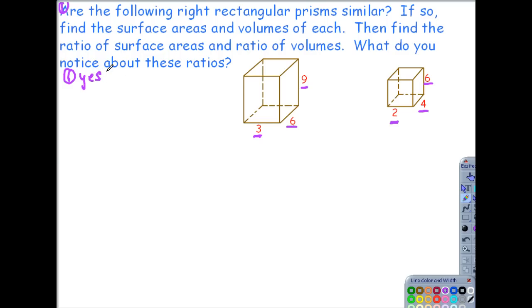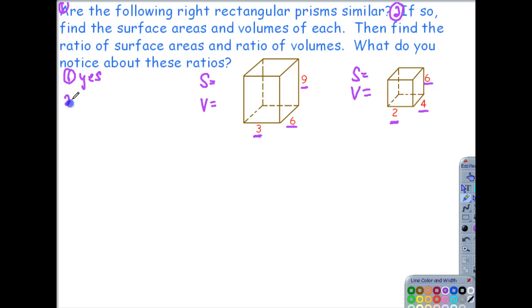So we found that they have corresponding linear measures. Now here's where you do some on your own. It says, if so, find the surface areas and volumes of each. Find the surface area and volume of this one, and the surface area and volume of the other. I know you can do this. Go ahead and pause it, then come back and check with us. So step 2 is to find the surface area and volume of each of these solids.